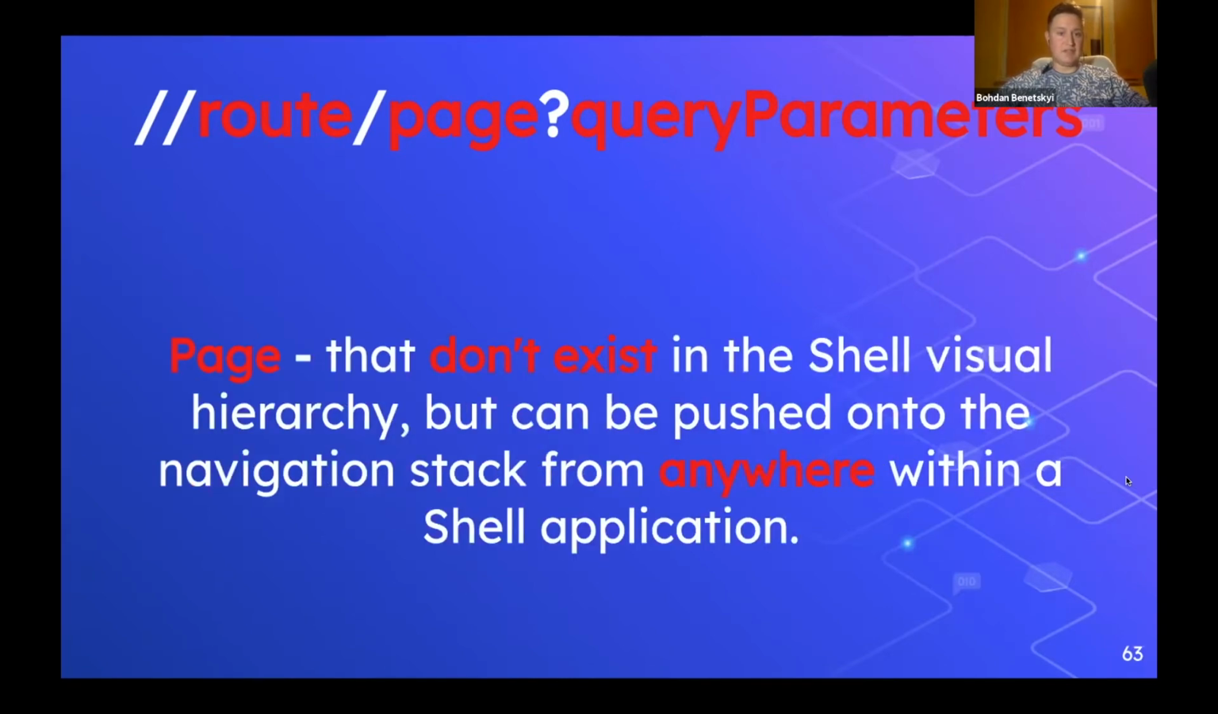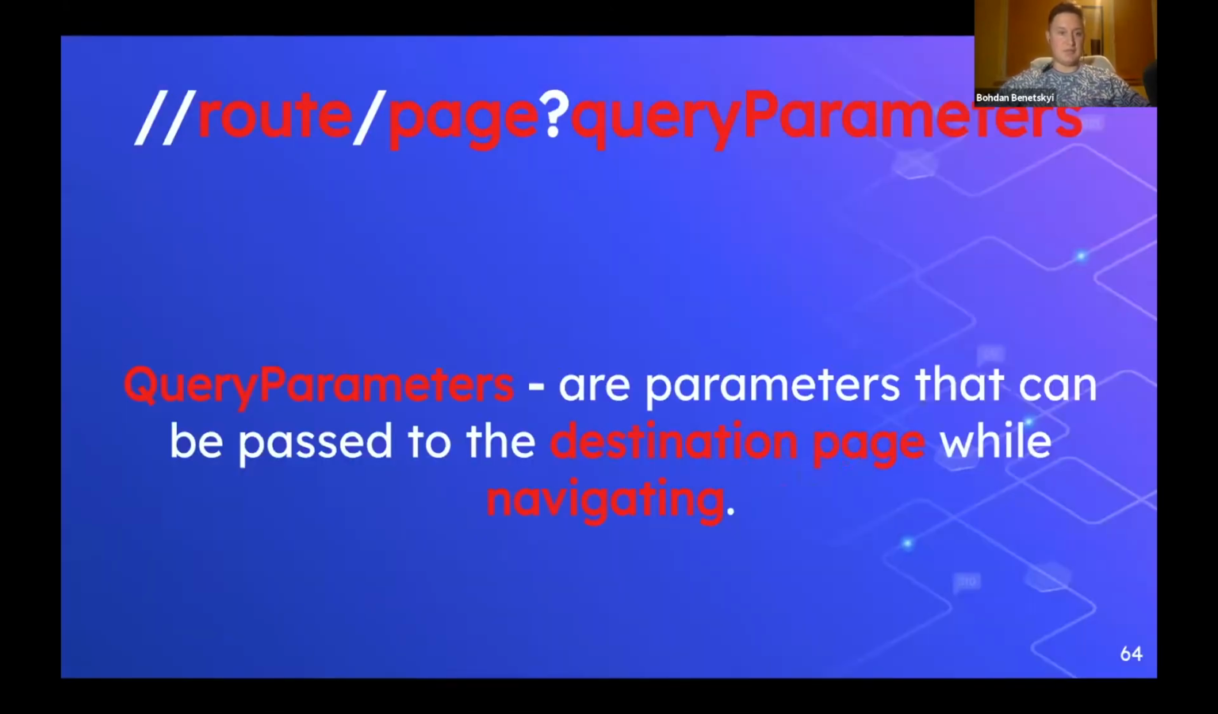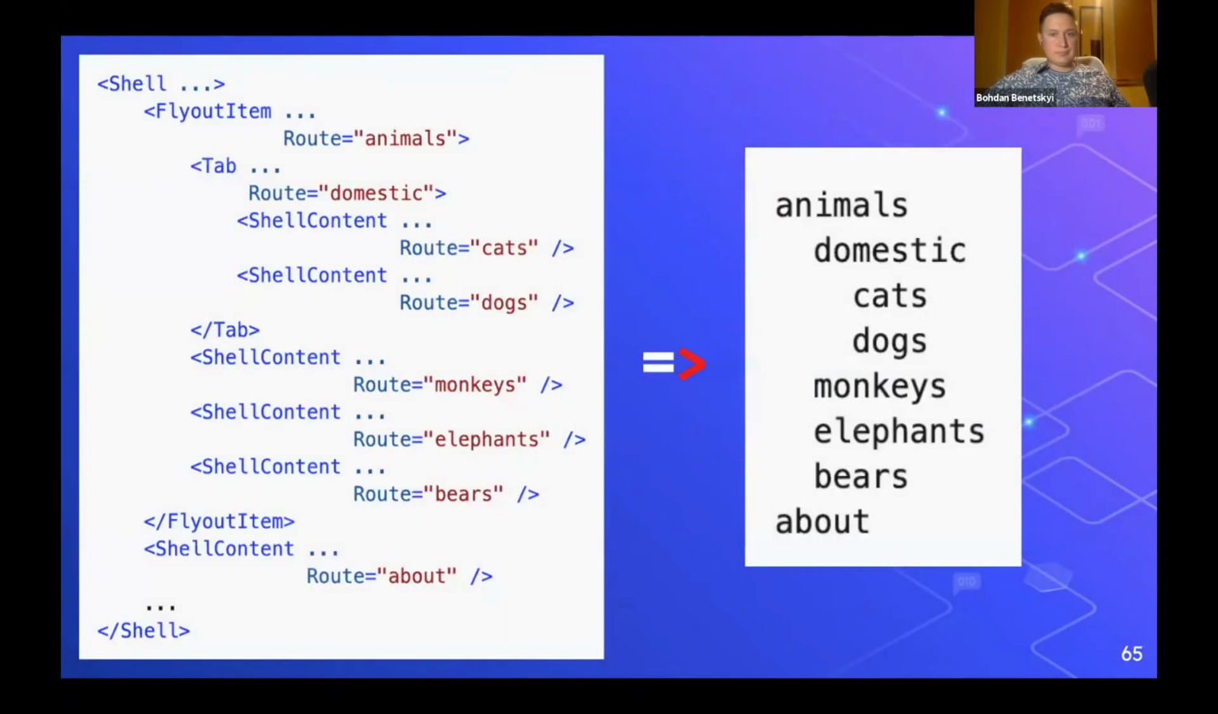Next is a page that doesn't exist in the Shell visual hierarchy by itself, but you can navigate to it from anywhere within the Shell application just by the name of that page. That means we can register it in the code behind of the Shell class. And the last, really interesting, is query parameters. Those are parameters that can be passed to the destination page while you're navigating.